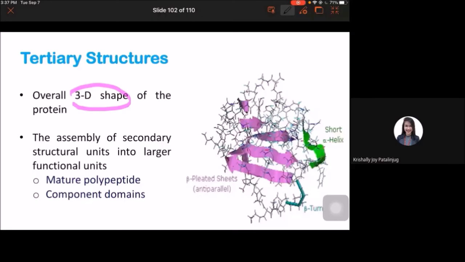In fact, proteins in a tertiary structure are already said to be native. They are already native. Question: when a protein is native, is it functional or non-functional?